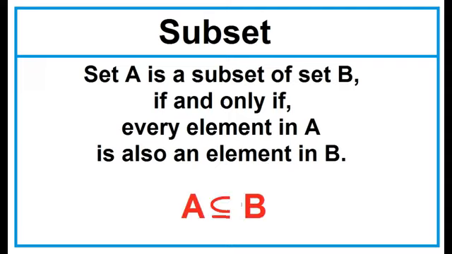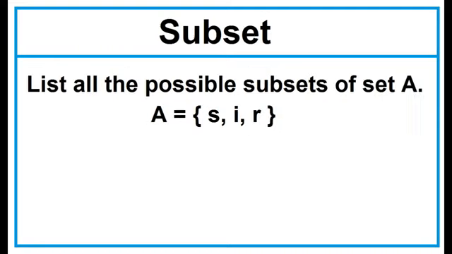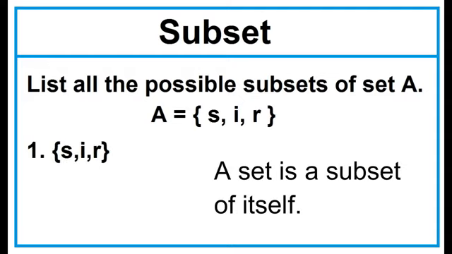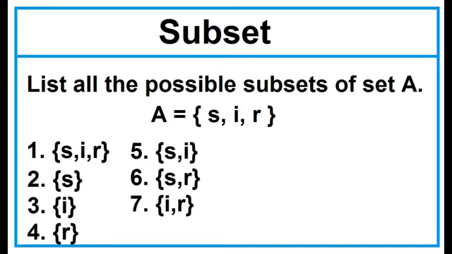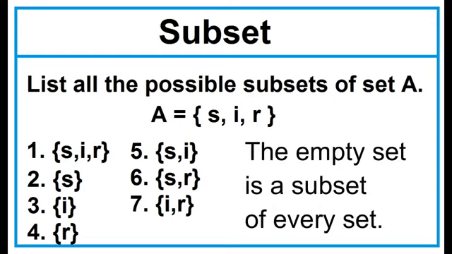Subset. Set A is a subset of set B if and only if every element in A is also an element in B. Here's an example. List all the possible subsets of set A. Number 1, a set with 3 elements. 2, 3, 4, sets with 1 element. 5, 6, 7, sets with 2 elements. And number 8 is an empty set.